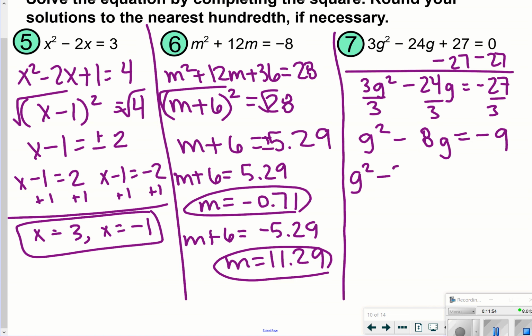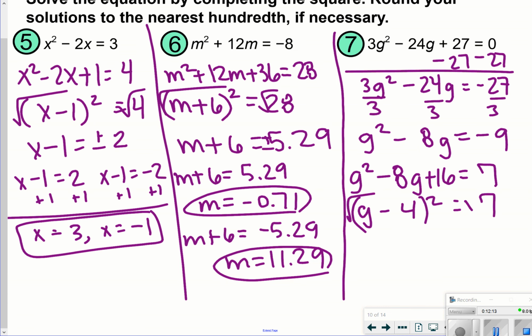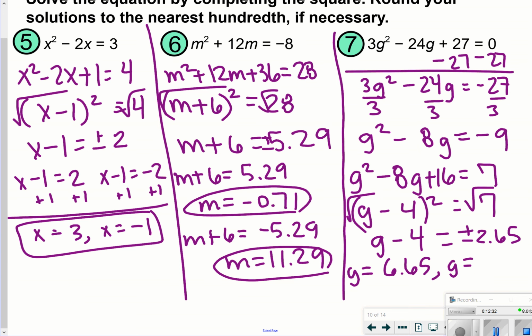g squared minus 8g plus 16 is equal to negative 9 plus 16. That's going to give you 7. And then g minus 4 squared is equal to 7. Find the square root of both sides. So I'm going to have g minus 4, and then the square root of 7 is about 2.65, so positive, negative 2.65. And then when you solve for both positive and negative, you would get g is equal to 6.65, or g is equal to 1.35.